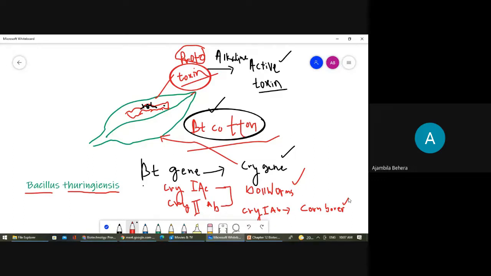So here you can find three genes: Cry1Ac, Cry2Ab, Cry1Ab. The first two, Cry1Ac and Cry2Ab, generally work against bollworms, and the last gene, Cry1Ab, works against the corn borer. Okay, so this is all about BT cotton.